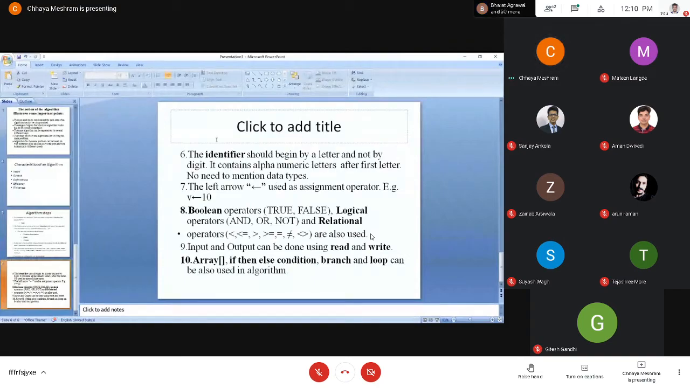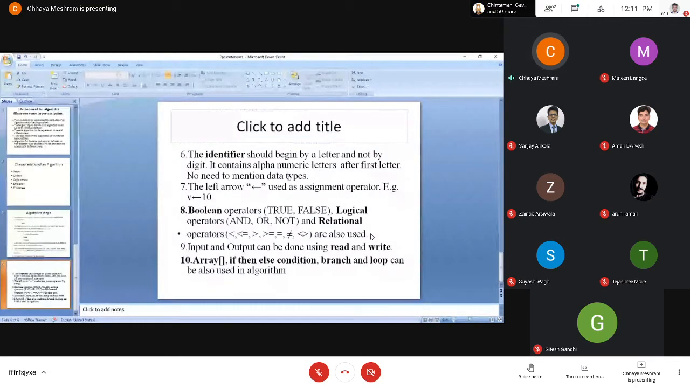Nextly, the identifier should begin with a letter. Already you know that, and not with a digit. It contains alphanumeric letters after the first letter. No need to mention the data type. This is the algorithm, so that's why there is no need to mention the data type. So identifier is nothing but the variable.